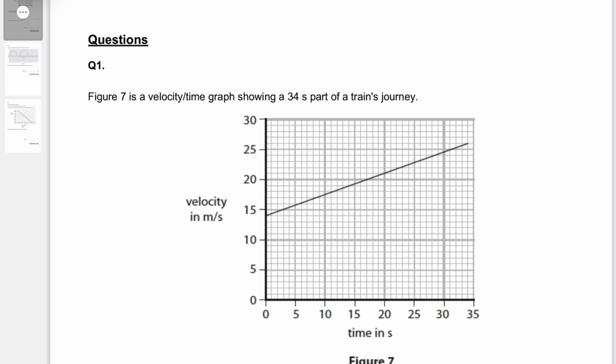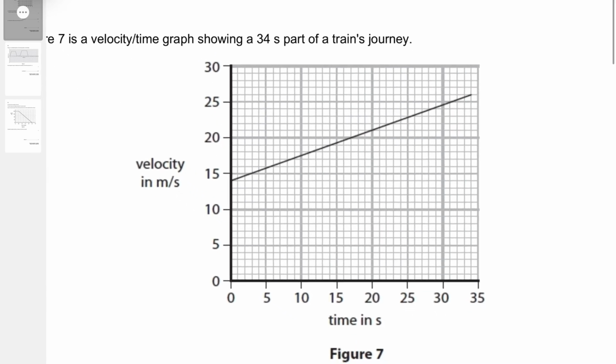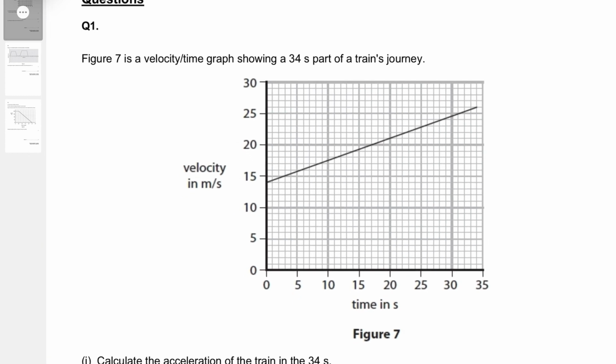Now, question number one. Figure 7 is a velocity time graph showing a 34-second part of a train's journey. So we've got this velocity time graph, just here. Now the question: calculate the acceleration of the train in the 34 seconds. Give your answer to an appropriate number of significant figures.